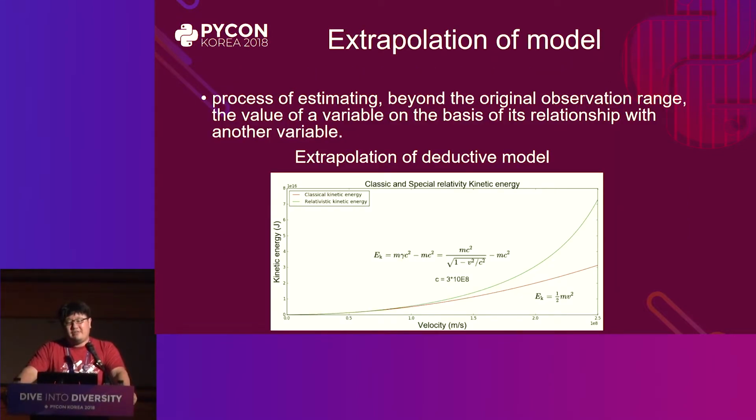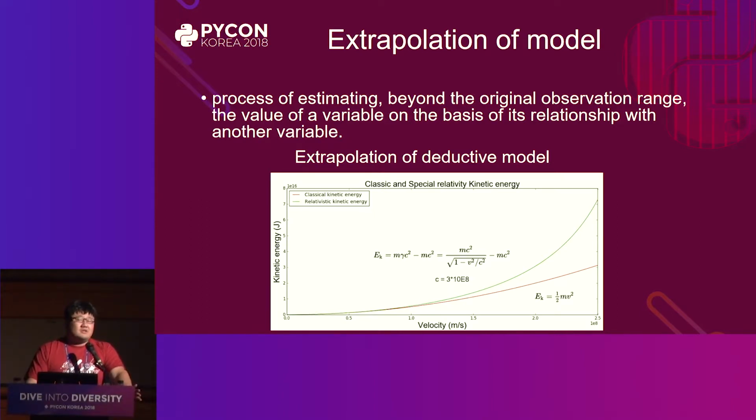So why am I talking about the deductive method and the inductive method? They are very different in extrapolation. Here is the example. The blue line here is the classical mechanics energy-velocity relation. However, the green line is the special relativity relation. You can see that at very low speed, the difference between them is very small. However, when the speed is increasing, the difference is increasing. So at a certain point, we cannot extrapolate Newtonian mechanics, but we need to go on to special relativity.